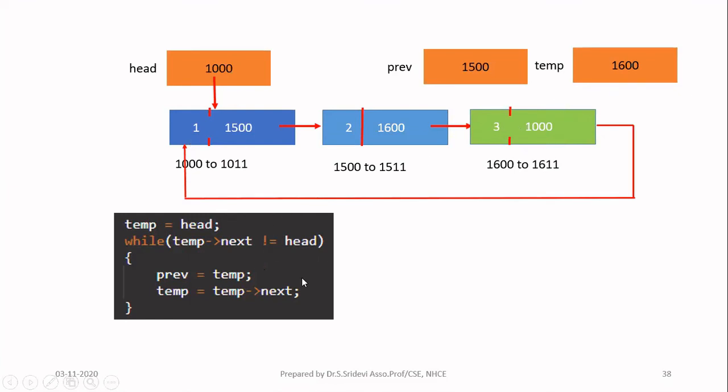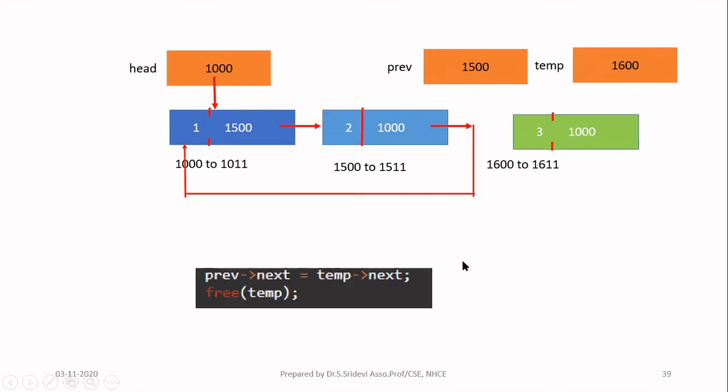When I come out, my temp is this node and previous is this node. Temp will contain the address 1600 and previous will contain the address 1500. So when you come outside this loop, you are keeping track of two things: the current temporary node and the previous node of that. Because you want to delete at the end, some special changes are involved, so we keep track of the previous node also. We come outside this loop, and this will be the data at the end of the loop.